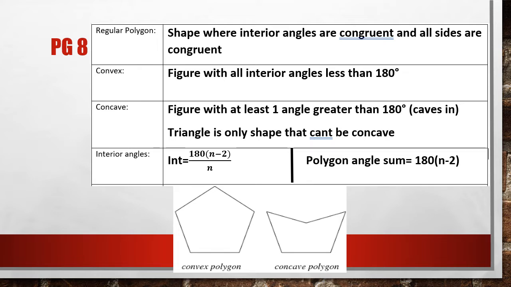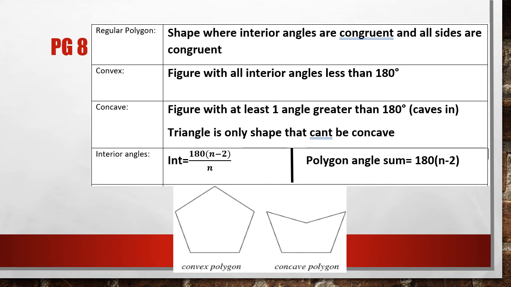If you notice in the one that says convex polygon, every single one of those interior angles is going to be less than 180 degrees. So 180 degrees would be like a straight line. The next vocab word, concave. That is a figure with at least one angle greater than 180 degrees. And that'll be wherever it caves in, hence concave.